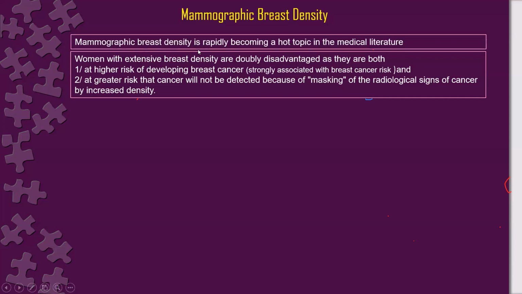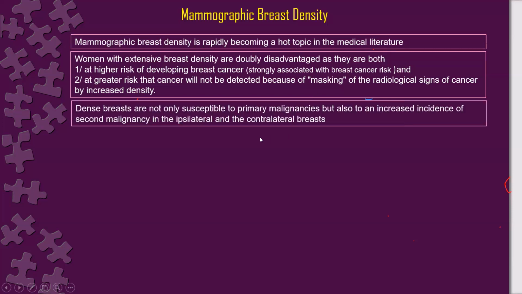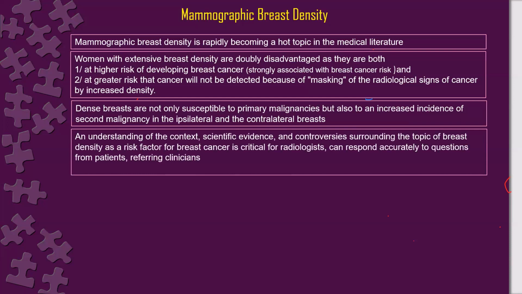So mammographic breast density is rapidly becoming a hot topic in the medical literature. And the dense breasts are not only susceptible to primary malignancy, but also to increased second cancer in the ipsilateral and contralateral breast. So if you look at a high density mammogram, you will be afraid to find not only a unifocal cancer, but also multifocal, multicentric, or bilateral breast cancer.